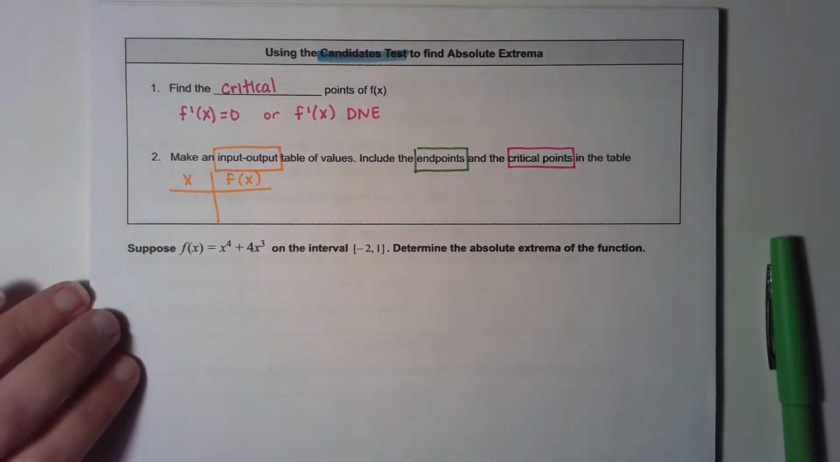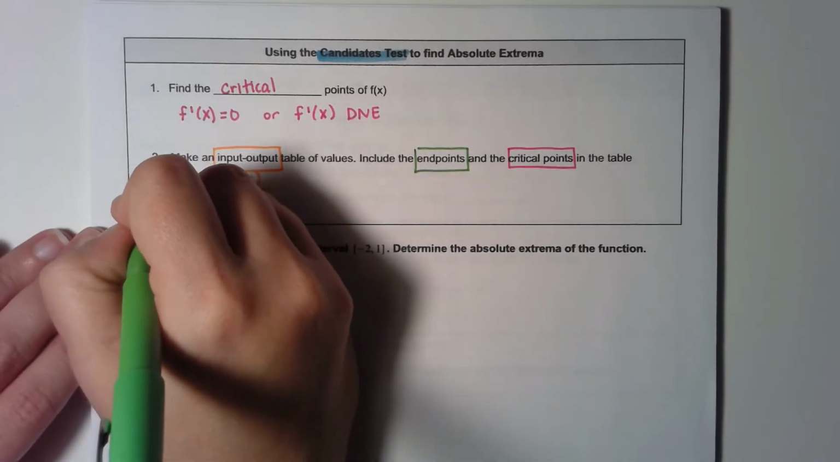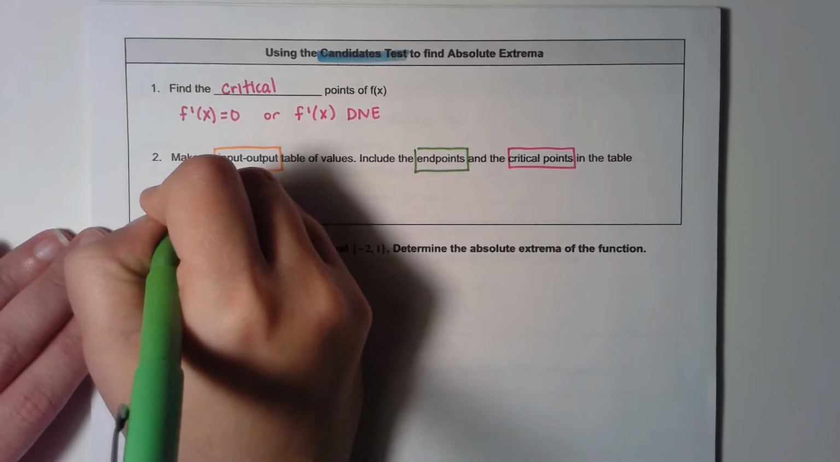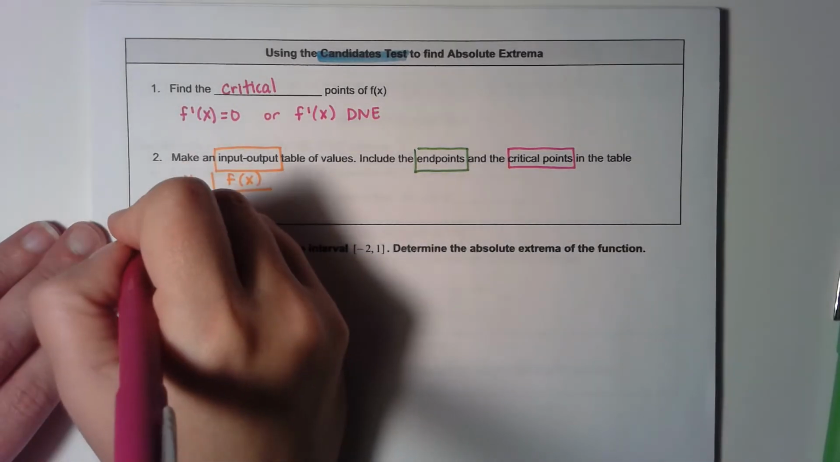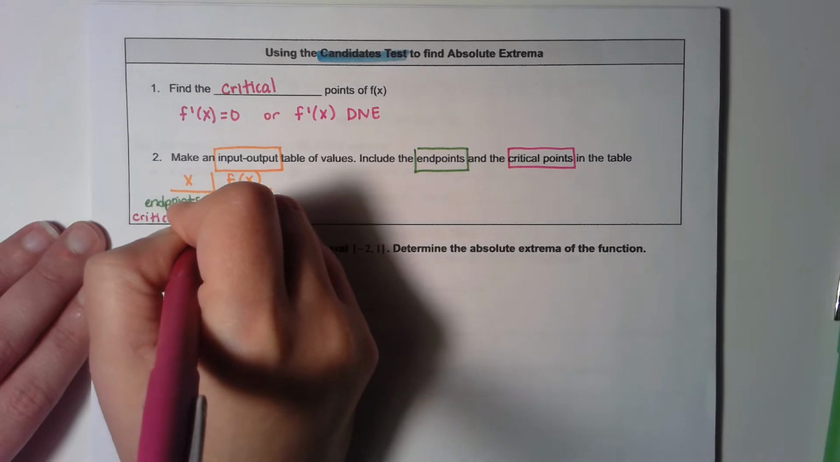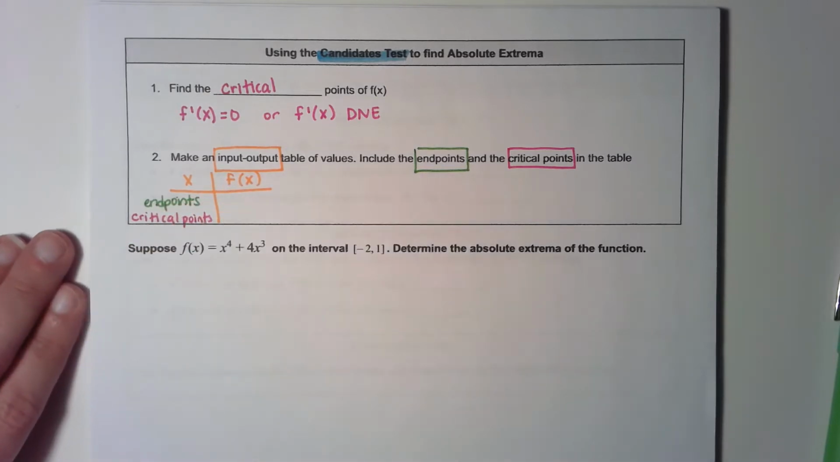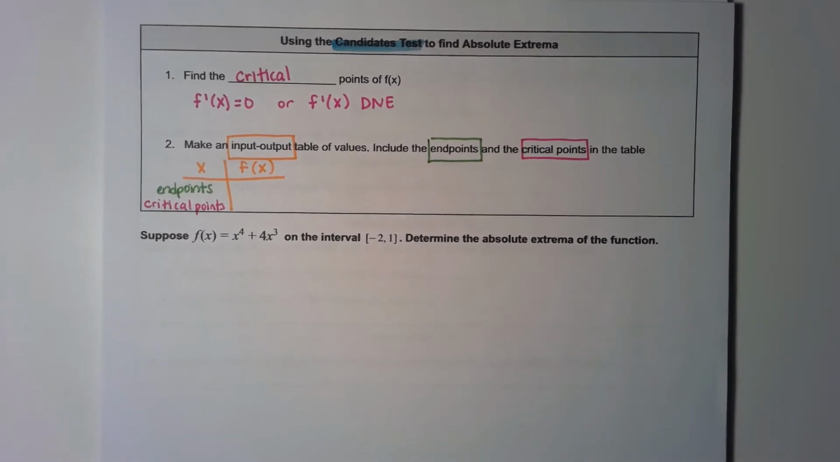So in this table, in the x column, we're going to have our endpoints, and we're going to have our critical points. Then we're going to plug those numbers in. We're going to find the y values, and we're going to say, okay, who's the highest and who's the lowest? Because the highest one is going to be the absolute max, and the lowest one is going to be the absolute min. Let's go through this process.